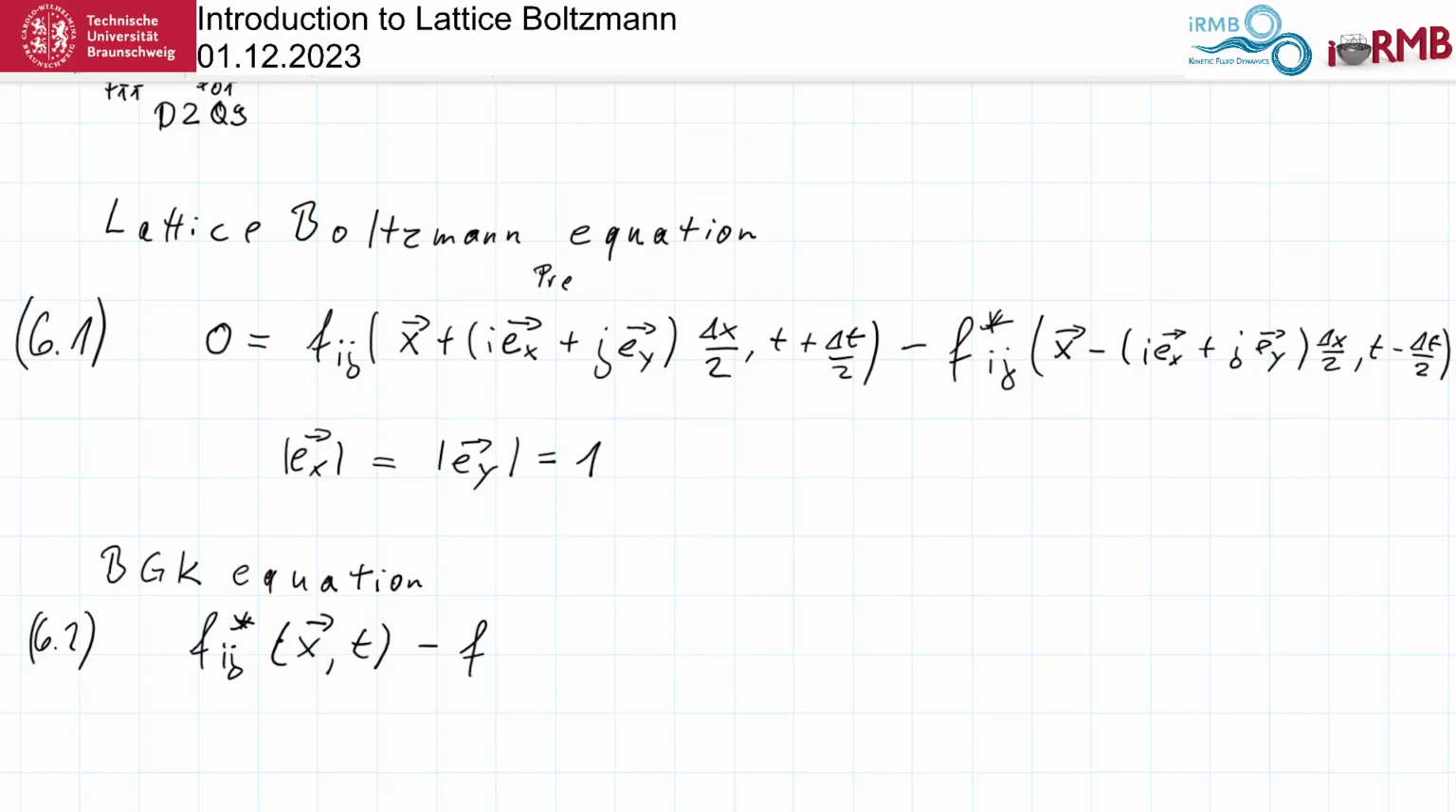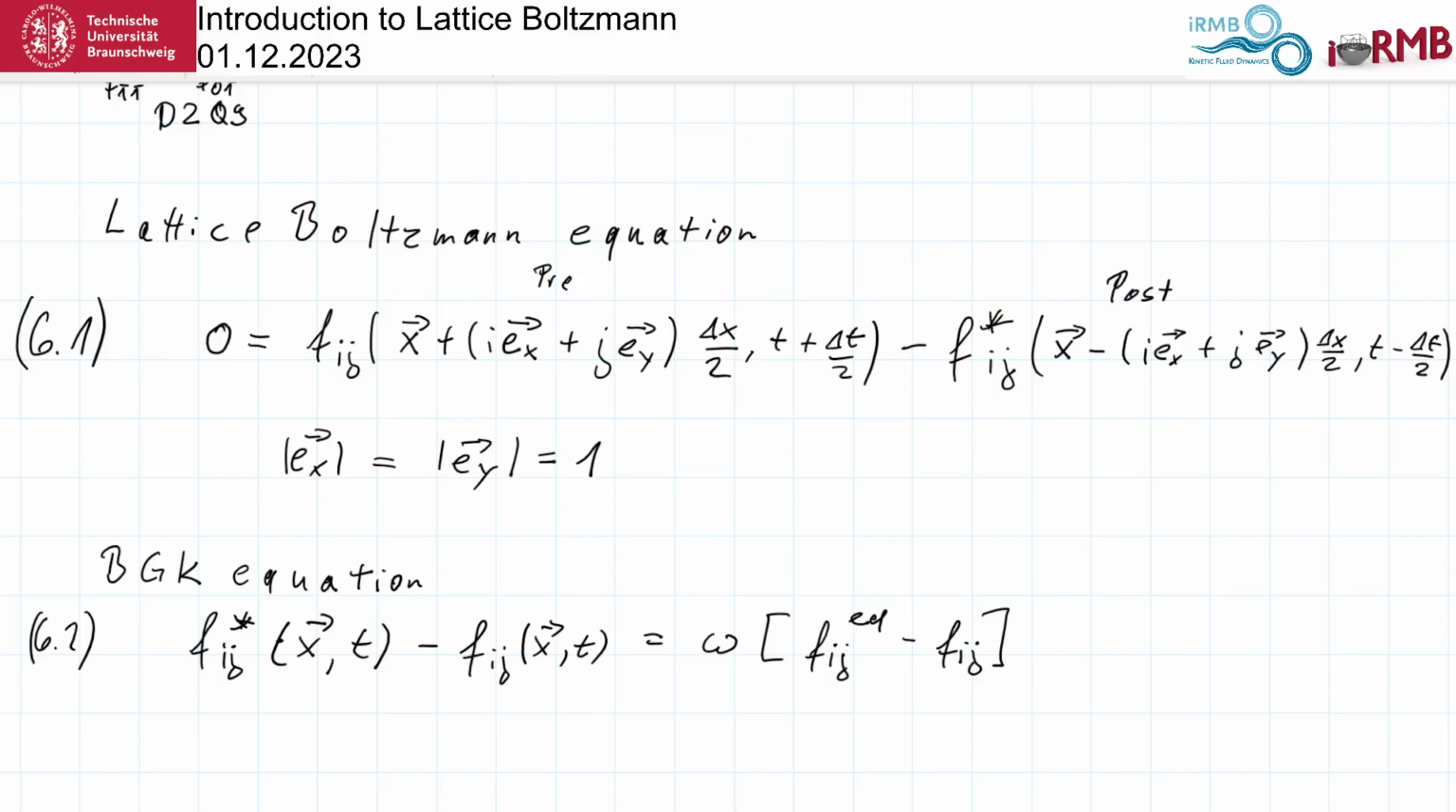yeah. Star is the post-collision, so this is post-collision minus the same thing in pre-collision. So this is the change, obviously, yeah. So the change is related to omega Fij equilibrium minus Fij. So this was the BGK model.